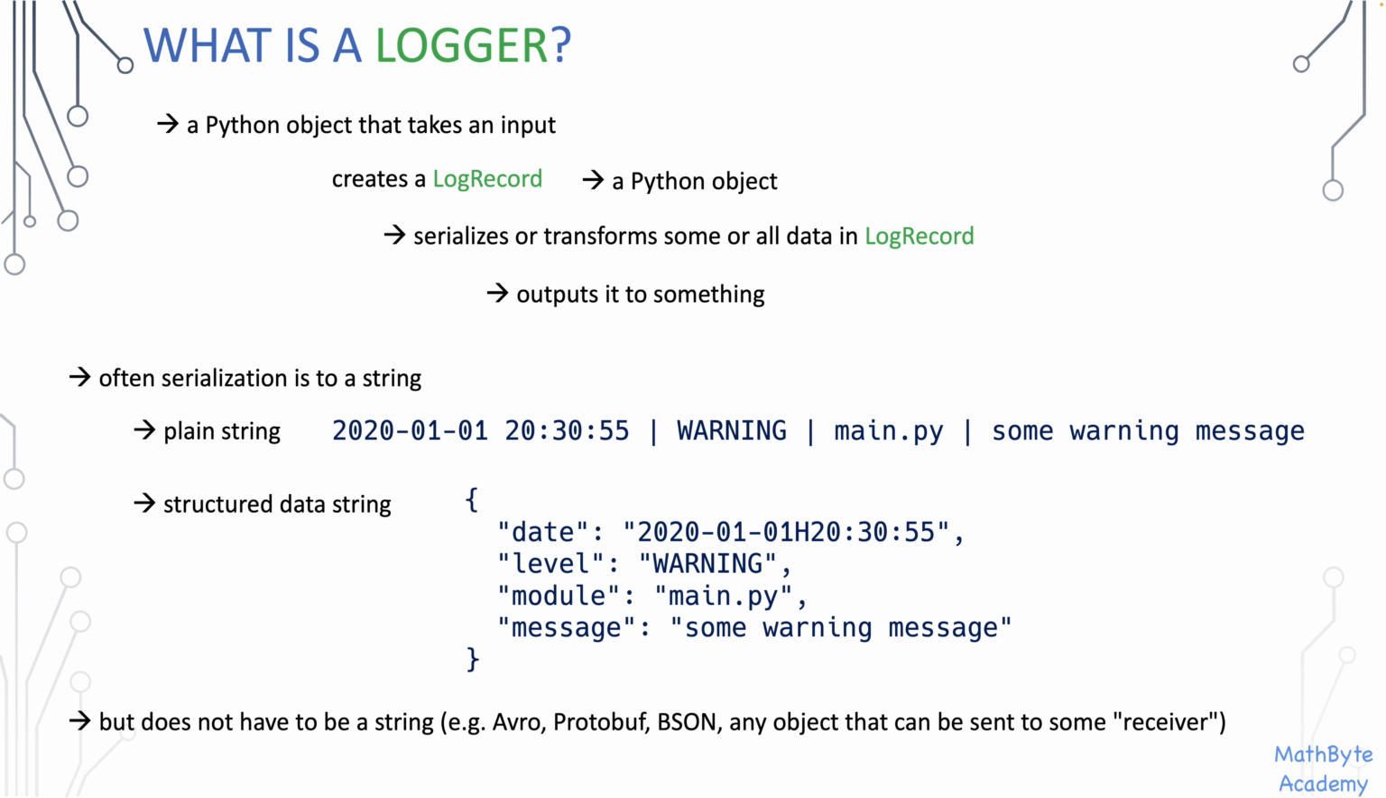And of course, it doesn't have to be a string. It could be other objects as well. It could be like Avro or protobuf or bson. Essentially, any object that can be sent to something that's then going to receive it and then store it somewhere or do something with it. Right? Essentially, that's all the logger does. It takes some input data, and then it's going to eventually send it off somewhere else in some format.